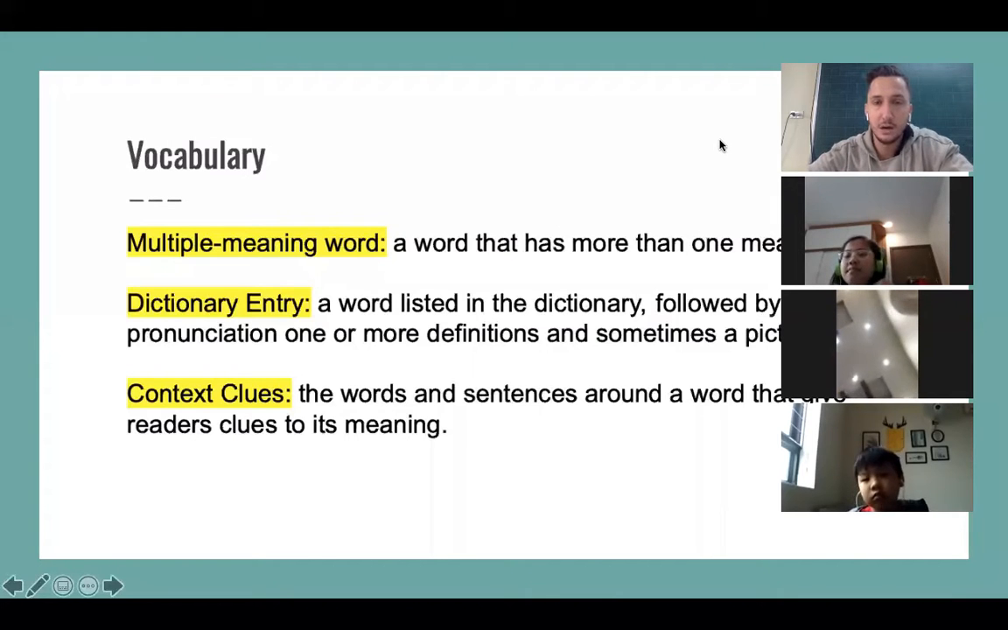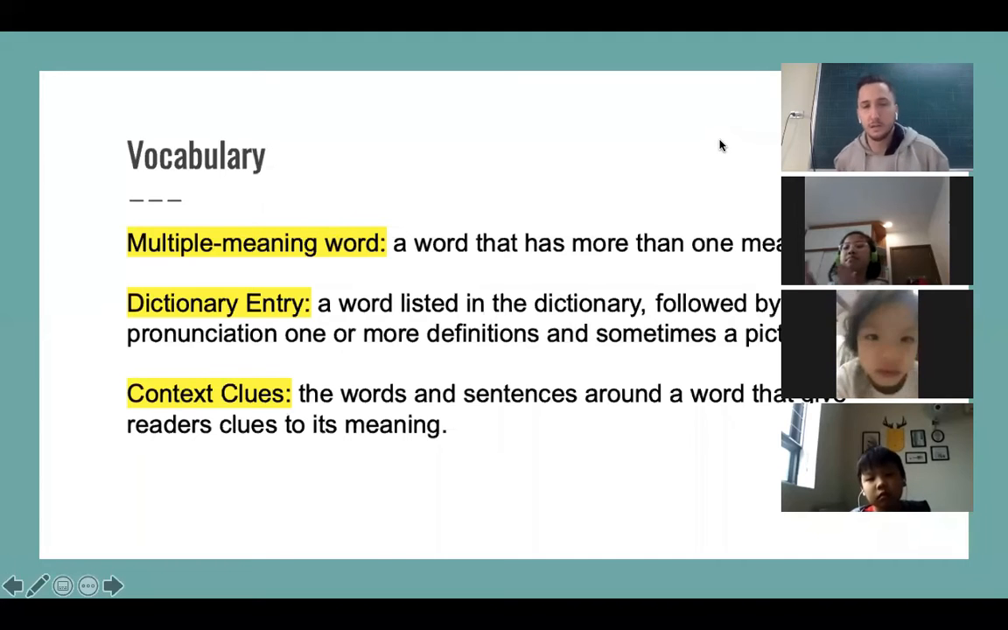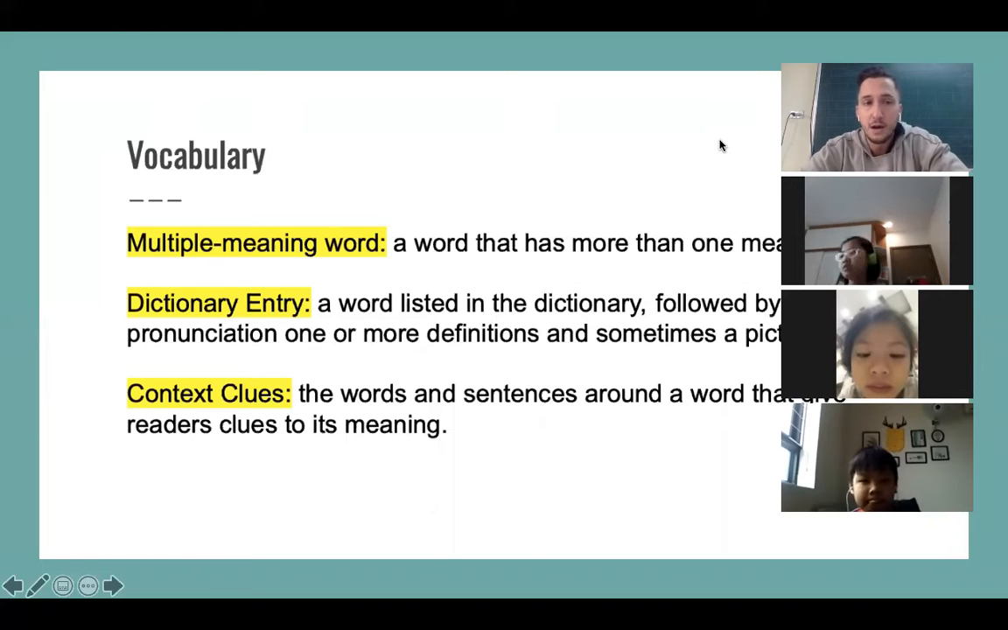Thank you, Trixie. Go ahead. Dictionary entry. A word listed in the dictionary followed by the pronunciation, one or more definitions, and sometimes a picture. Okay, very good. What you guys are going to be using typically while we're doing online classes, I know many of you do not have dictionaries at home, so another thing that you can use is Google. Typically they will provide a dictionary entry for you when you search up a word.